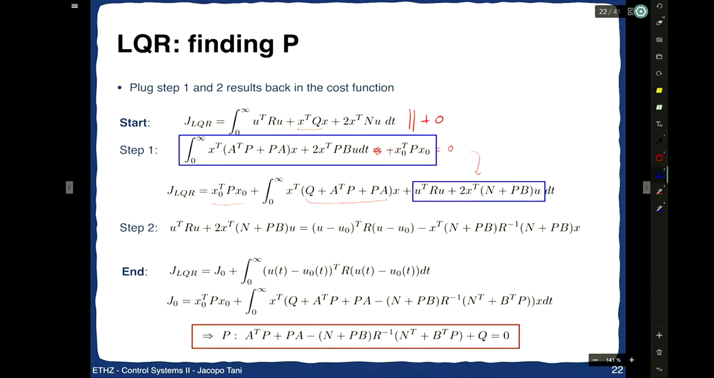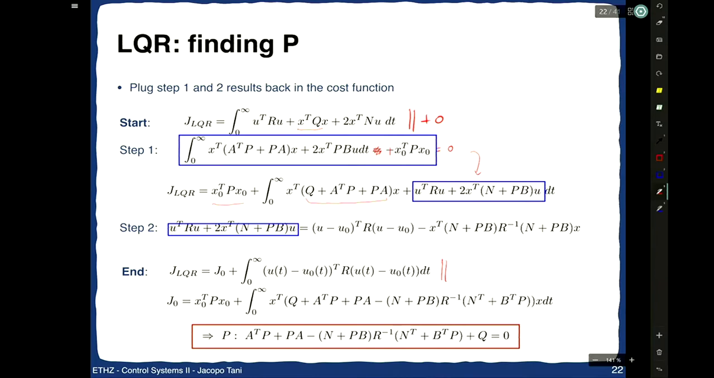So if we just recall what we derived at the previous slide, we now substitute this right-hand side of the equation inside this term here. What happens is that we effectively get the shape and form of the cost function that we liked. Definitely the u minus u naught term here is the one we keep inside the integral.